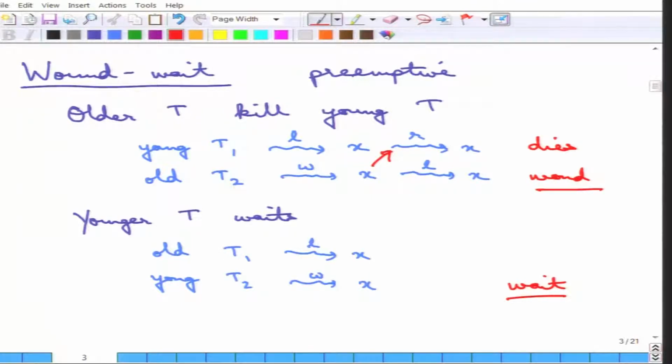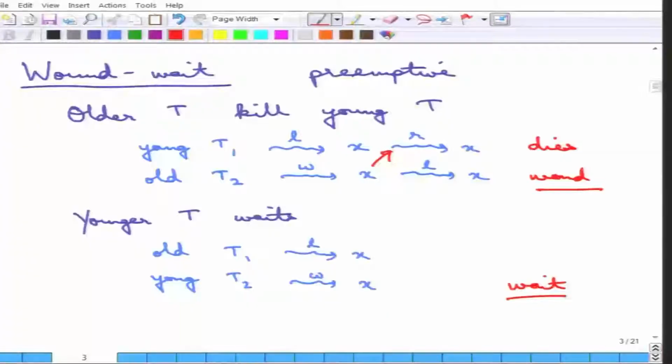Now this is preemptive. Why is this preemptive? Because when an older one comes and sees that it wants a lock which is held by a young one, it preempts the young one. It forcibly aborts the young one. It forcibly makes the younger one unlock the data item. It makes it release it, and it preemptively grabs the data item, even though the young one was holding it. So that is why this is preemptive.